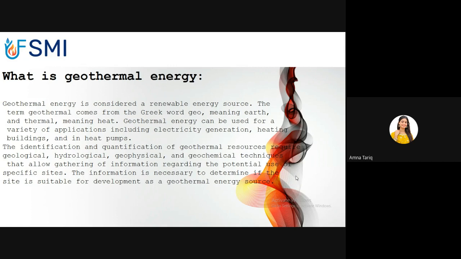The identification and quantification of geothermal resources require geological, hydrological, geophysical, and geochemical techniques that allow gathering of information regarding the potential use of specific sites. The information is necessary to determine if the site is suitable for development as a geothermal energy source.